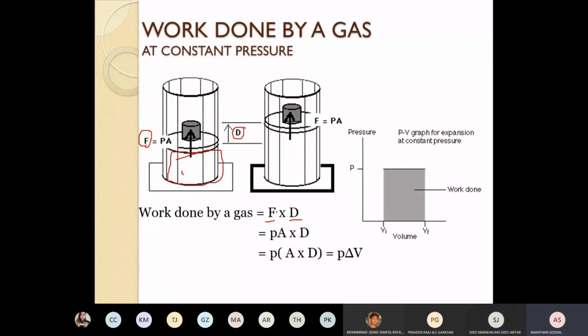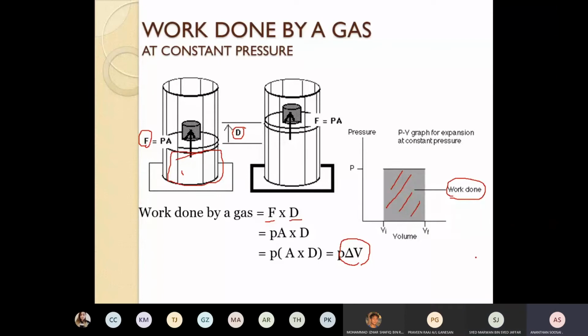But in terms of pressure, the force changes to pressure times area. The cross-sectional area times the pressure is your force. The pressure times area times the vertical distance travelled is the work done. But the cross-sectional area times D is actually the change in the volume of the gas. So finally, the work done by gas formula is P times change in volume. In other words, if you plot a pressure versus volume graph, the area under the graph is the work done.